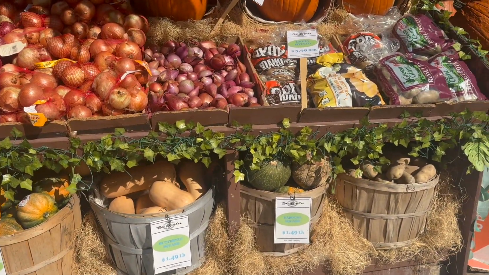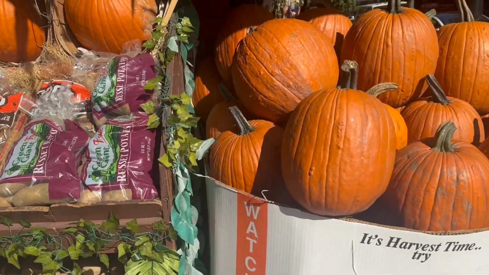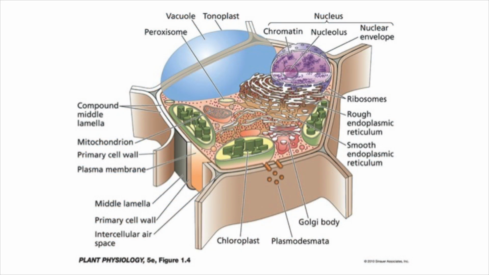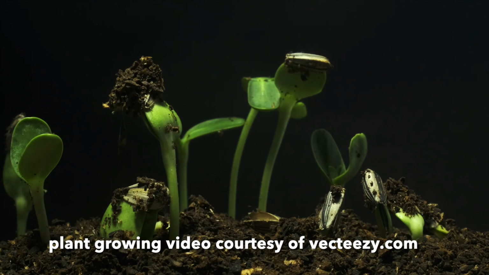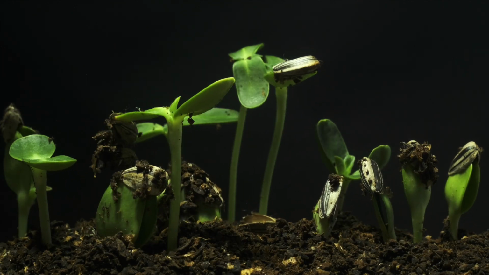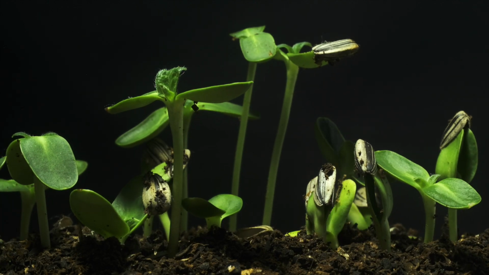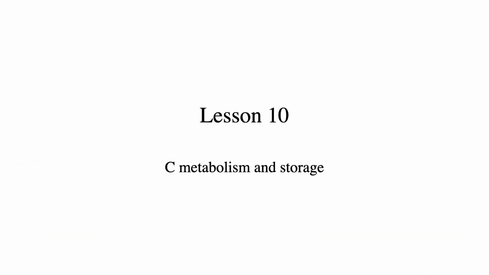Today we're diving deep into the inner workings of plants, specifically how they store and metabolize carbon. From photosynthesis to the complex biochemistry inside plant cells, we'll uncover how plants fuel their growth and ultimately store that energy. Stick around to find out how this process is crucial, not just for plants, but for all life on Earth. Lesson 10, Carbon Metabolism and Storage.